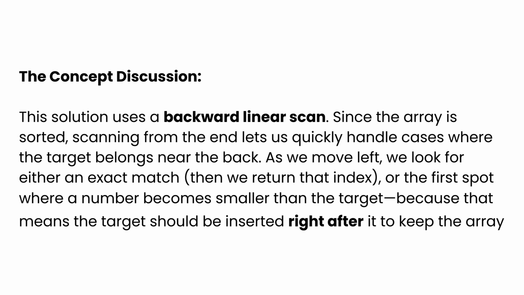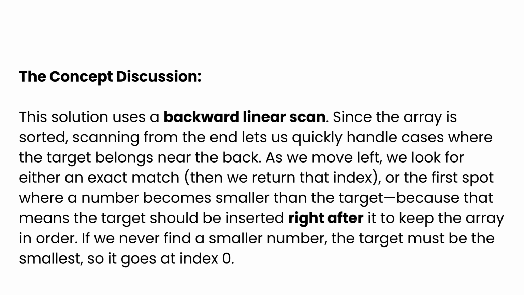This solution uses a backward linear scan. Since the array is sorted, scanning from the end lets us quickly handle cases where the target belongs near the back. As we move left, we look for two things. We look for an exact match. If we find it, we return that index. Or we look for the first spot where a number becomes smaller than the target.